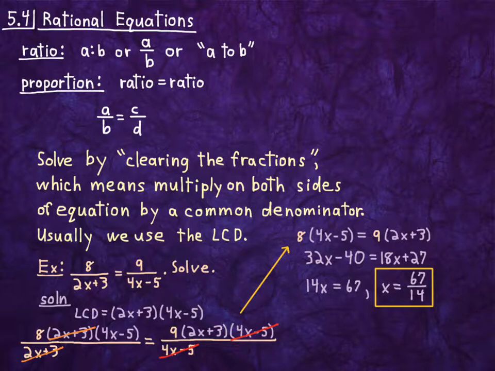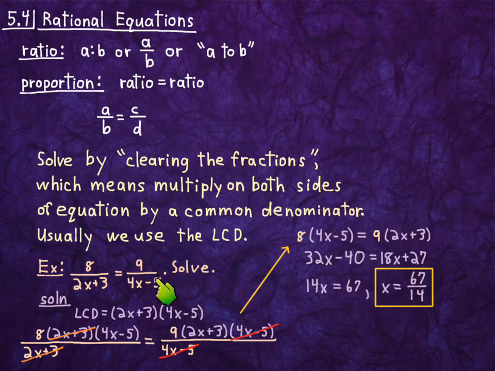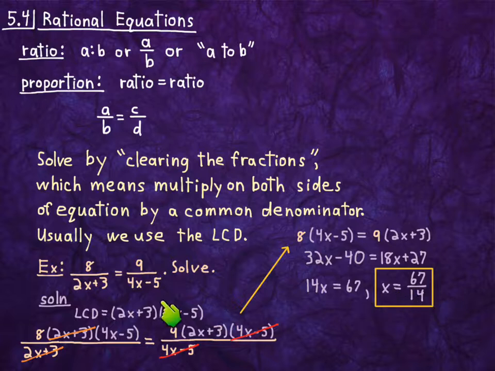And I got 67/14. And then I should take that and put it in the original equation right here and make sure it works. If you did all the algebra right, it should work. But sometimes you do all the algebra right, and when you plug in this answer, you end up with a 0 in the denominator. And so you'd have to cross it off. And if you only had one answer like this, you'd cross it off and say no solution, right?